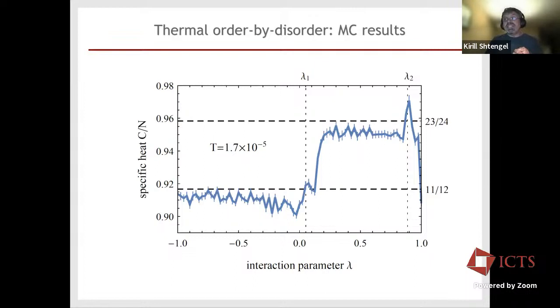The number of them doesn't scale with the size of the system. It only scales with the perimeter, but on a finite size system, the perimeter is not that small. And so it turns out that for the size of the system that we were looking at, you were supposed to get 23/24, and that's what you get.